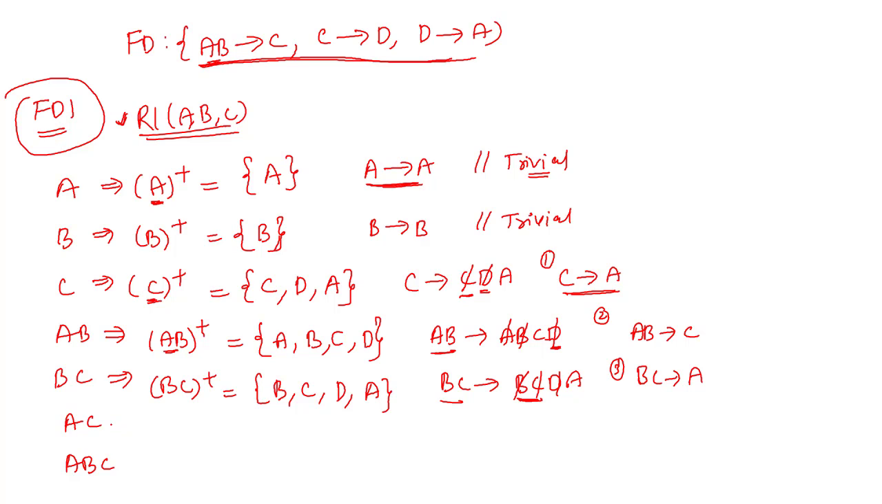Then I have AC. AC closure is, first I am writing A comma C. C can determine what? D here. D can determine A. A is already there. Then B is not there, so AB cannot determine C. So this is the closure. From this, AC implies ACD. So AC are the trivial attributes on the right side.